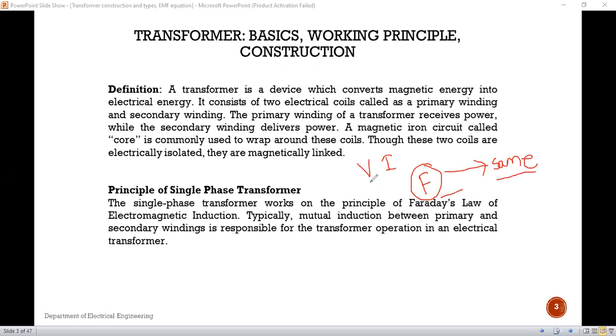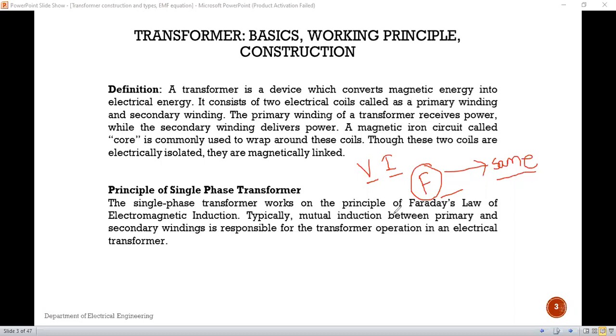Now with the change in its voltage and current, that means either voltage will change or current will change, but the frequency remains same. So this is the definition of transformer. Transformer, it is a static device which can transfer an electric power from one circuit to another circuit with change in its voltage or current, but without change in its frequency.